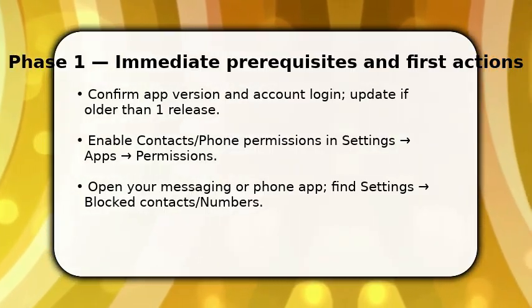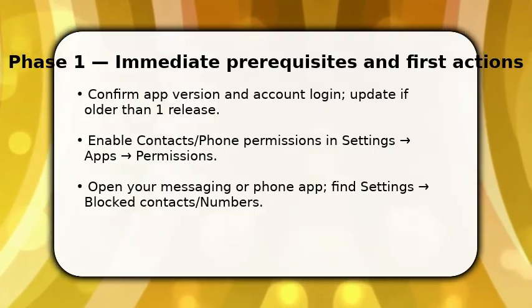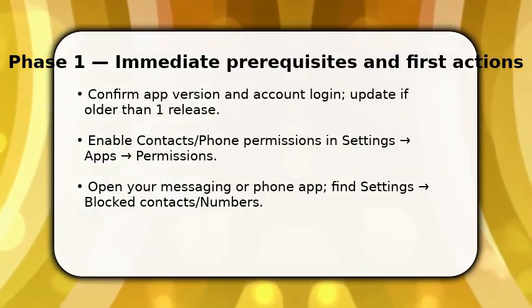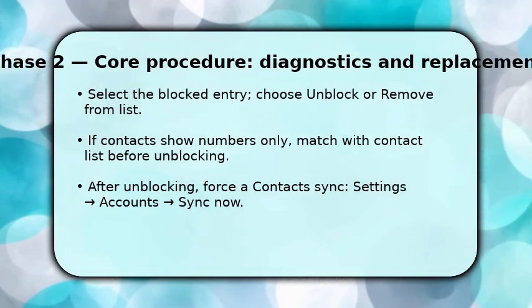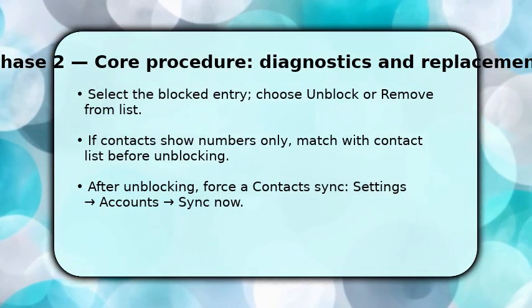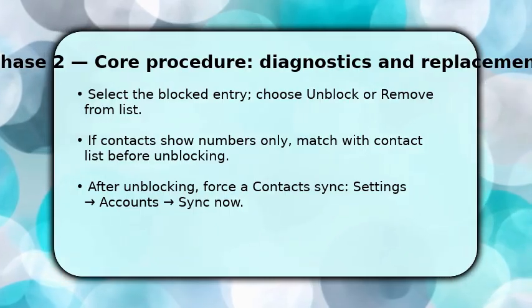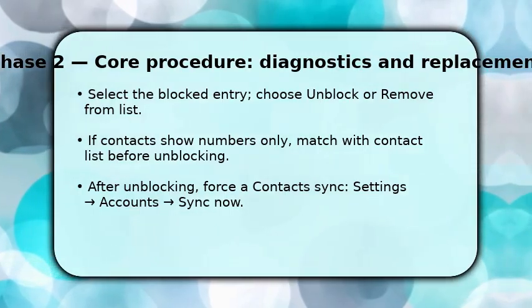Make sure you note whether the list shows names, numbers, or both, because that affects how you search and restore the right entry. You now remove the block. Tap the contact or number and choose Unblock or Remove. This restores inbound communication immediately.